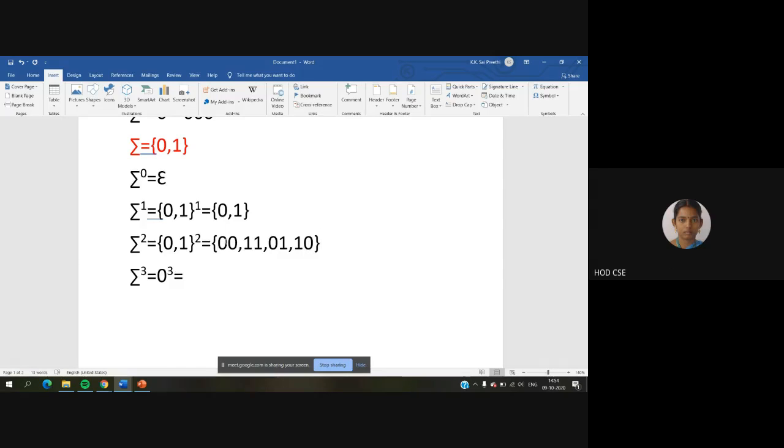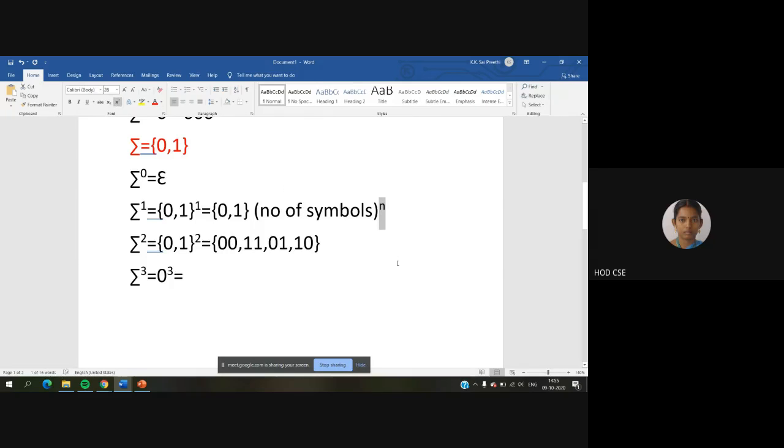Did you understand? So how do you know how many strings will be produced for any power? You can use one simple formula: the number of symbols in the alphabet, power n. What is n? The number of times it is repeated. Kindly understand. Here the number of symbols is 2. 2 power 1 is equal to 2.